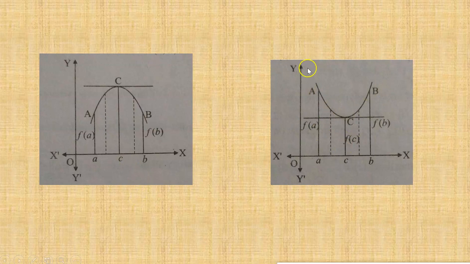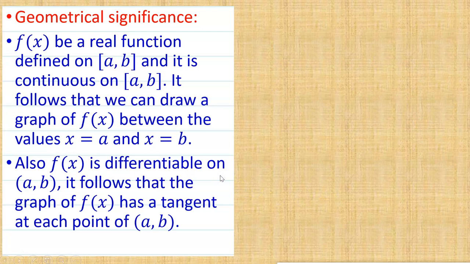Now the next, again a figure, this is the second figure. Now see, the curve is in this form and here the tangent is at the point C. Again A and B are two points whose y coordinates are equal, and therefore f of a equals f of b and f dash of c equals 0. Now the geometrical significance.